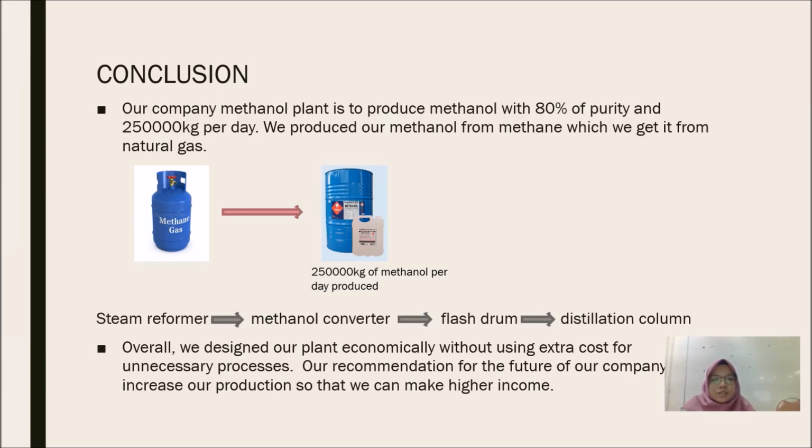For the conclusion, our company's methanol plant is to produce methanol with 80% purity and 250,000 kilograms of methanol per day. We produce our methanol from methane, which we get from our natural gas. Each unit in our plant plays a very important function. We start from the steam reformer, methanol converter, flash drum and distillation column, with complete heat exchangers and furnace. Overall, we design our plant economically without using extra cost for unnecessary processes.